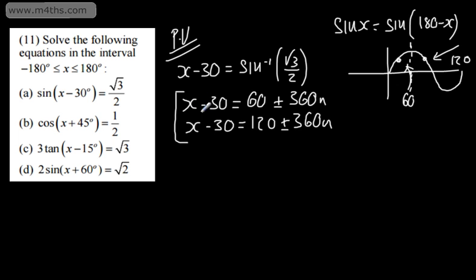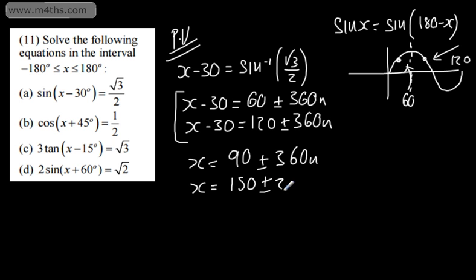All I'm going to do now is just add the 30 degrees. So x is going to be equal to 60 plus 30, which is 90, plus or minus multiples of 360 degrees. If I consider the bottom one, adding now the 30, x is going to be equal to 150 plus or minus 360 degrees. So if I now look at this one, I've got x is equal to 90 degrees. If I add or subtract multiples of 360, I'm going to clearly go outside the interval of negative to positive 180.